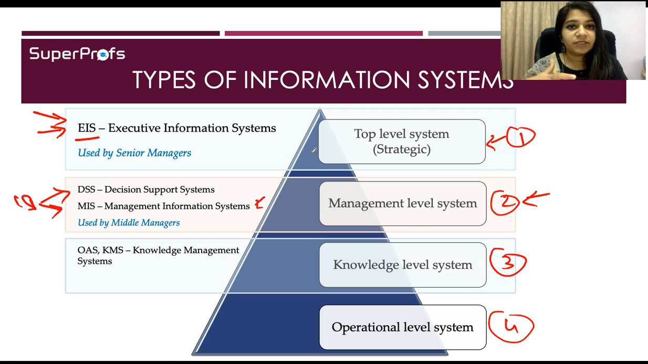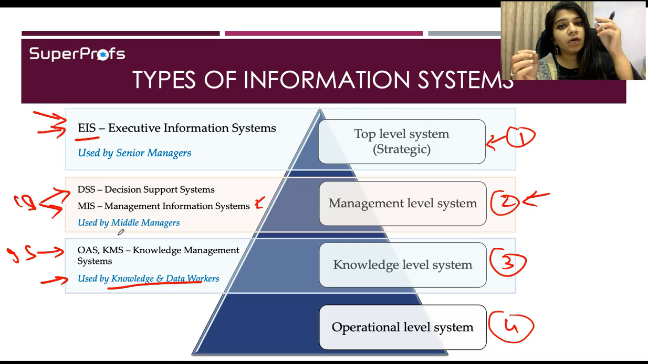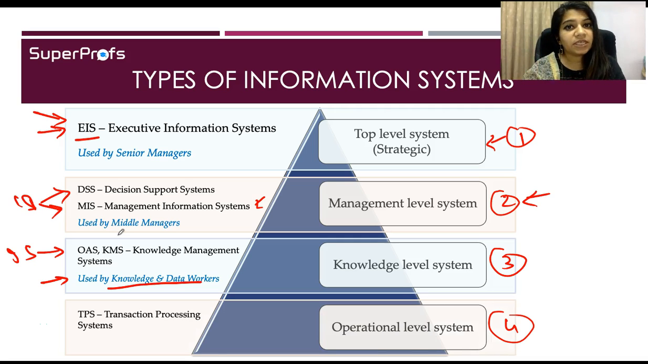Next comes the knowledge level system. The information systems used here are OAS or KMS. All right, KMS stands for knowledge management systems, and this is used by, as I mentioned, skilled data workers or knowledge workers. All right, so this information system is used by knowledge and data workers. And in the end, we have the operational level system, which is to the extent of each transaction. So one of the systems used here is the transaction processing system, and as I mentioned, this is used by the operational managers, people who execute these activities.